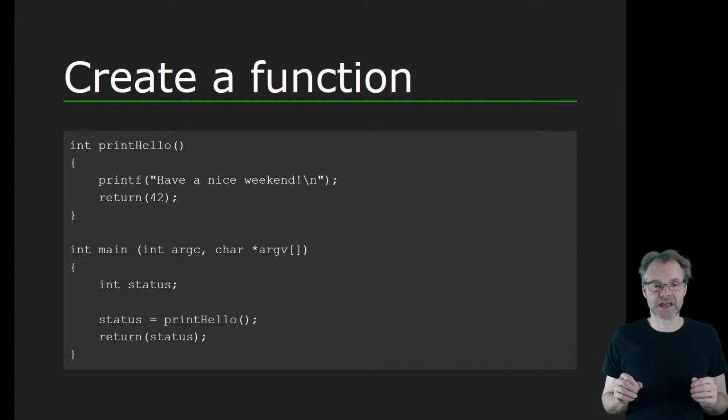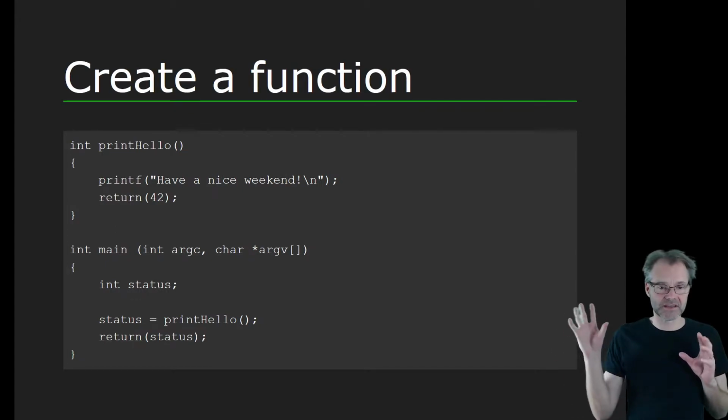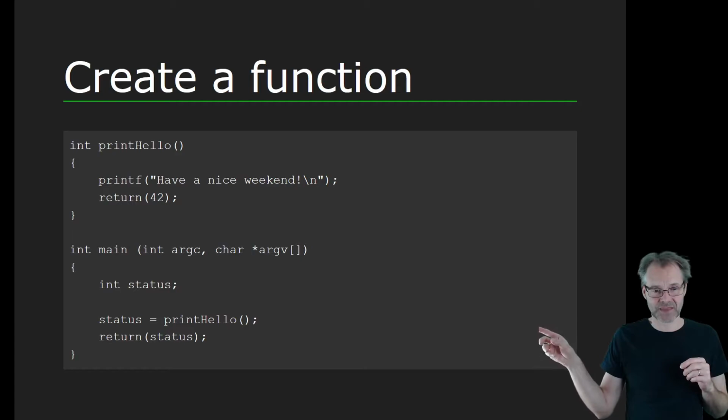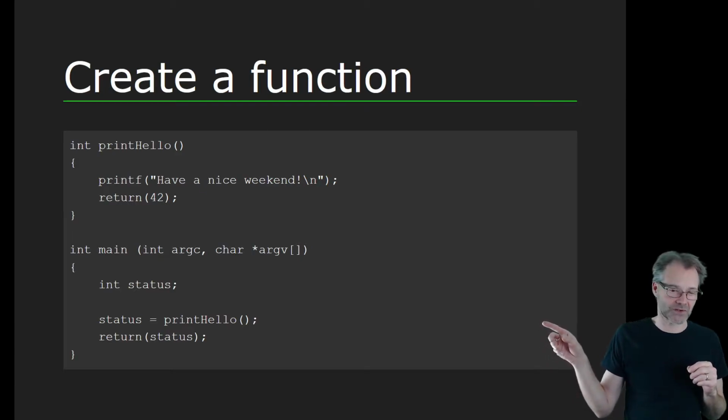Let's see how we can create the function. So in this example I have my main and I have slightly rewritten it. I have a variable there saying it's int status, and I'm assigning status from the return value of my print hello function. So when I have this, the print hello function must be declared, and it is there.